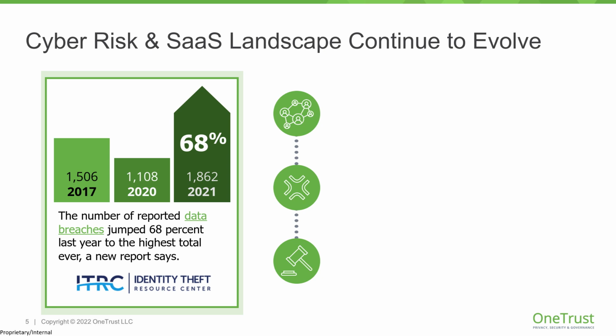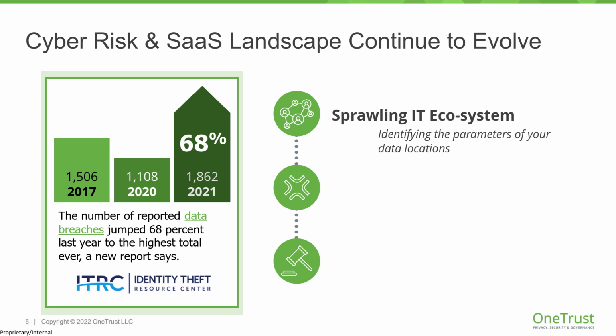IT risk teams and third-party risk teams alike are having to track down and assess a sprawling IT ecosystem as more and more departments adopt solutions to gain productivity and scale the enterprise. But this makes tracking or identifying the parameters of your locations a real challenge. It's a heavy investigative load to inventory business systems, and we're not even referencing shadow IT here, just the known edge of your known business applications.